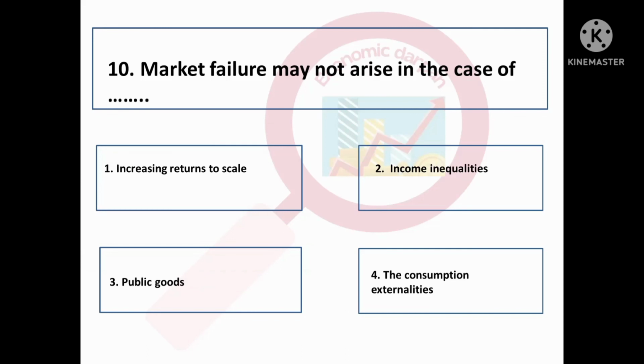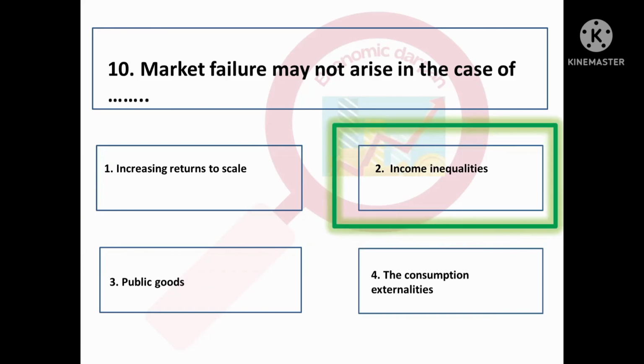Now, the last question of this video is, market failure may not arise in the case of dash. Option 1, increasing returns to scale. Option 2, income inequalities. Option 3, public goods. Option 4, consumption externalities. So market failure cannot arise in income inequalities. So these were the MCQs related to the previous year questions of the UGC NET.